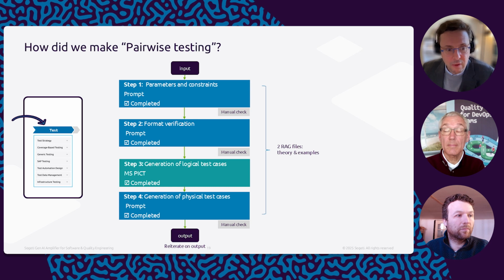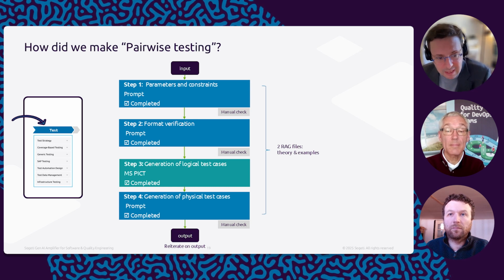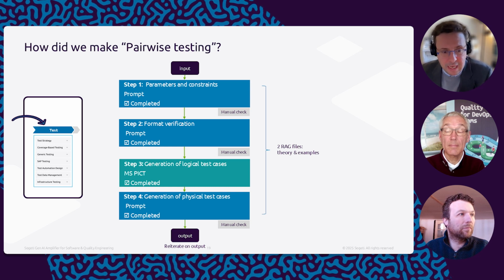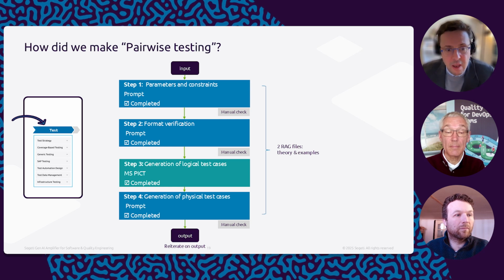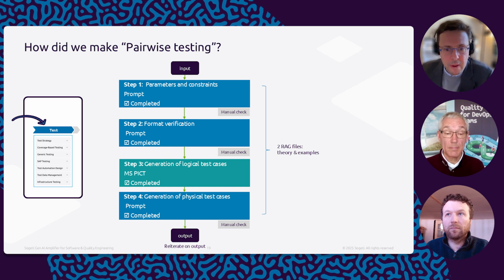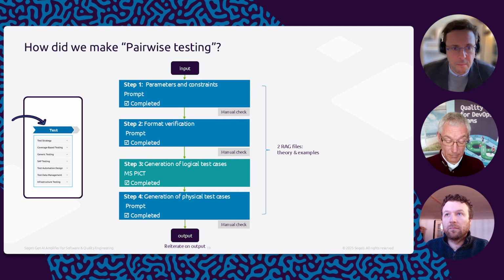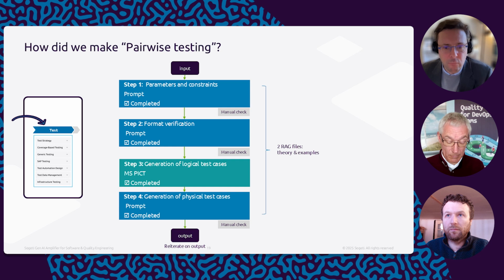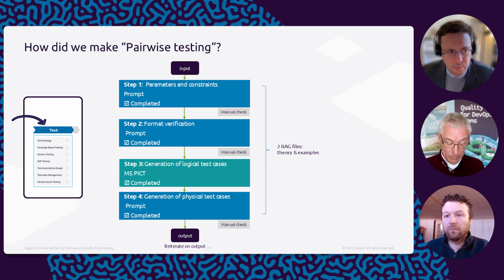And we have now the final step 4, which is all about generating the physical test case. Here again, generative AI falls in the picture back again. So 4 different agents here, not all about generative AI, but generative AI is used whenever it makes sense. And on top of it, we have 2 RAG files again to explain a little bit more about the theory of pairwise testing and multiple concrete examples to have the model truly generating high quality output.